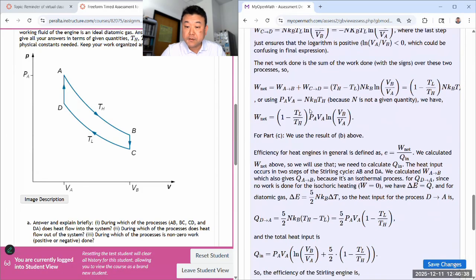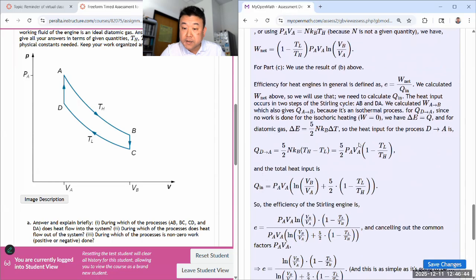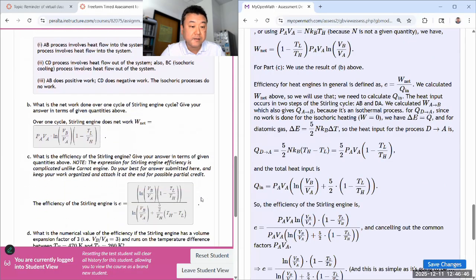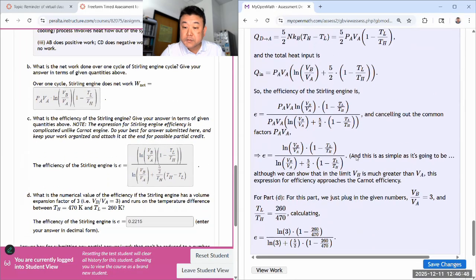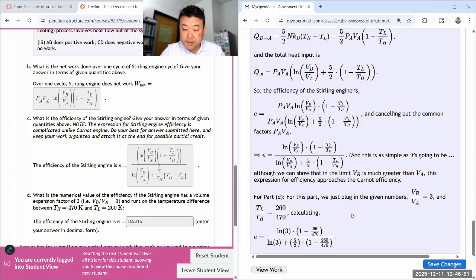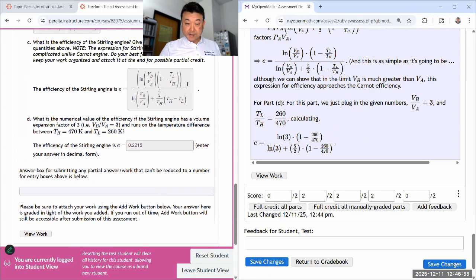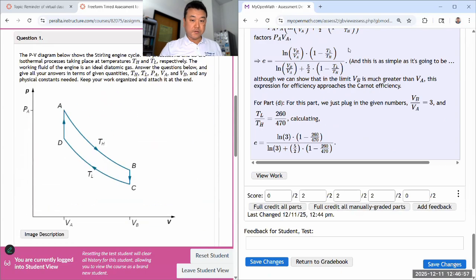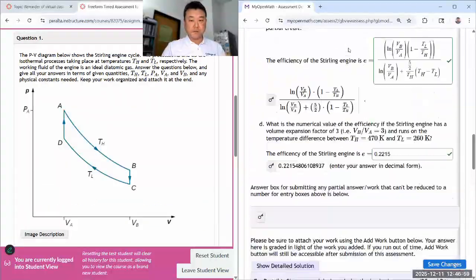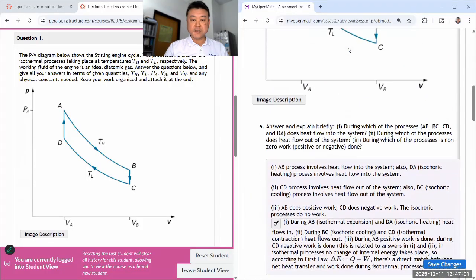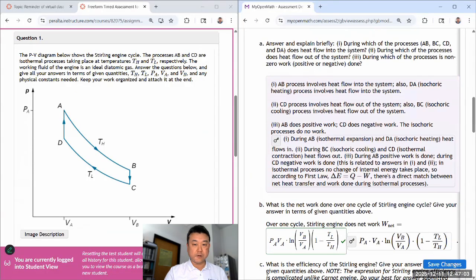So we use the net work and QIN that I calculated as part of the process. You need that, and it's as simple as it's going to be. Plugging all those in, you get this. So that's this part. I again want you to see this as another example of thermodynamics freeform timed assessment demos, and I hope this is useful to people watching. Thank you.